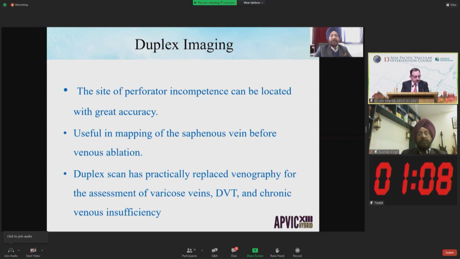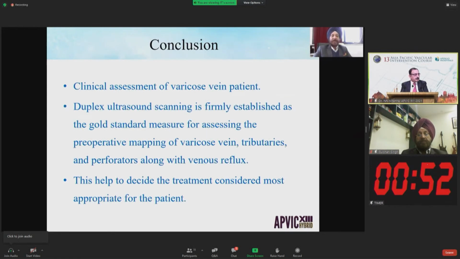It is useful in mapping of the saphenous vein before venous ablation, and duplex scan can practically replace venography for the assessment of varicose veins, DVT, and chronic venous insufficiency.